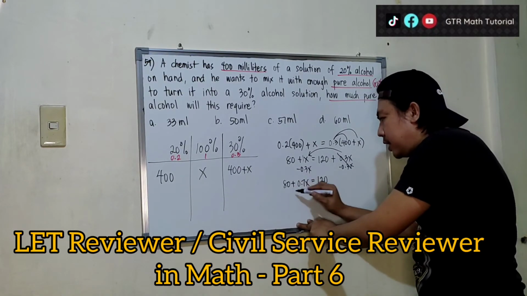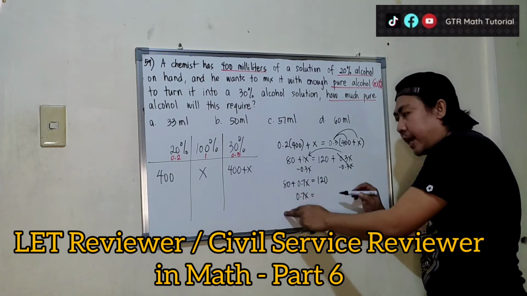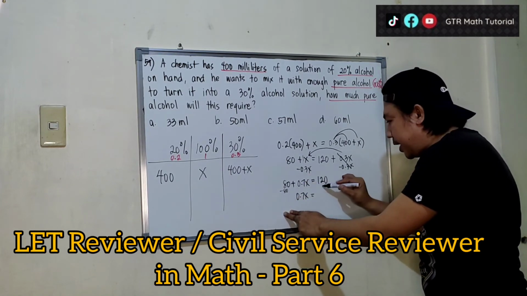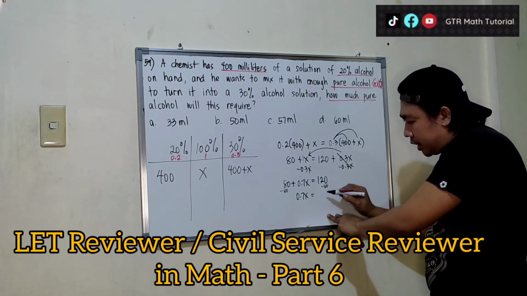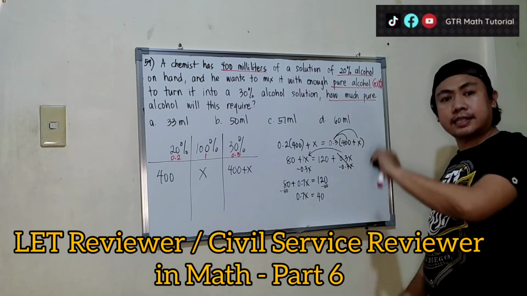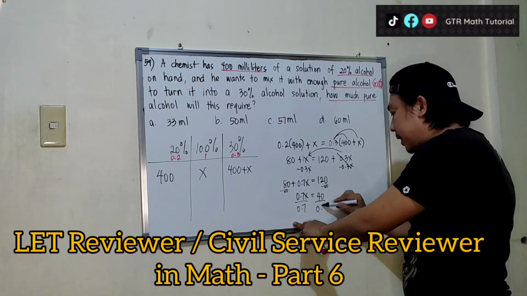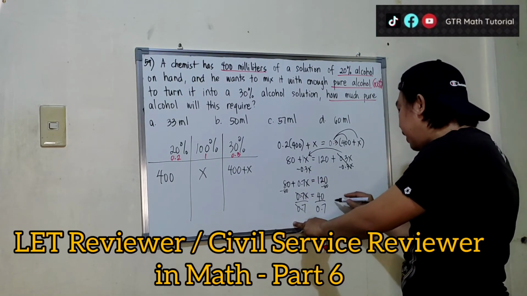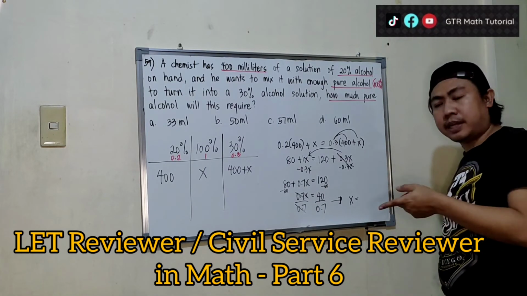Subtract 80 to both sides. So, therefore, we have 0.7x is equal to 120 minus 80. So that is equal to 40. Okay, 40. Then last step, divide both sides by 0.7 para makuha na natin yung value ng x. So therefore, x is equal to 40 divided by 0.7.